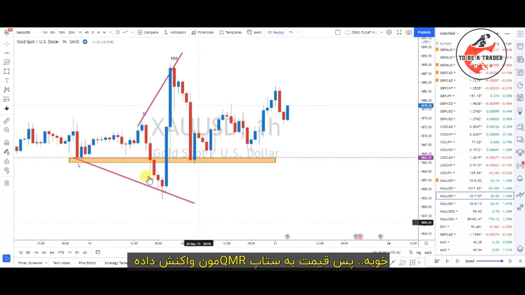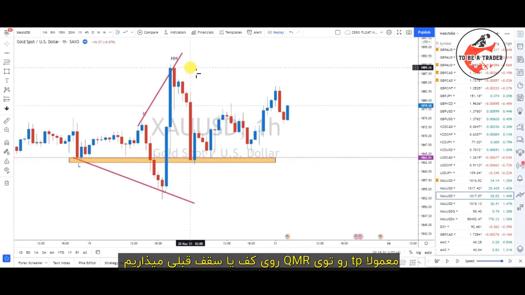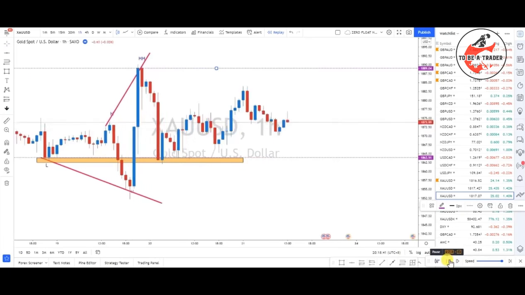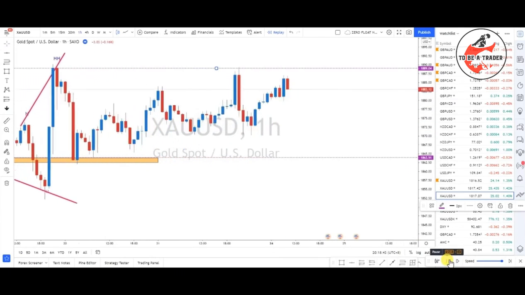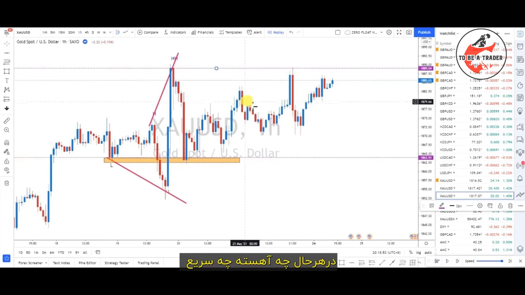Okay, good. So price has reacted to our QMR setup. Now the next thing is whether price will reach our TP. Normally the TP for QMR is the previous low or the previous high, which is the higher high or the lower low of the QM. Okay, so you can see here price takes quite some time to reach our take profit. Anyhow, whether slow or fast, price has still reached our take profit.